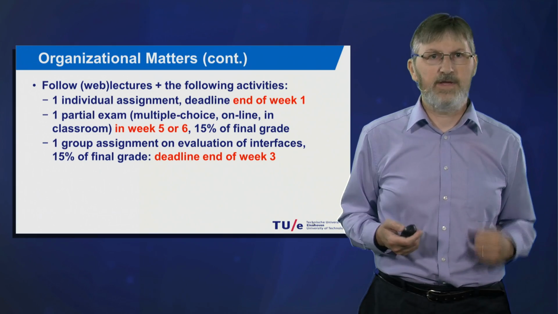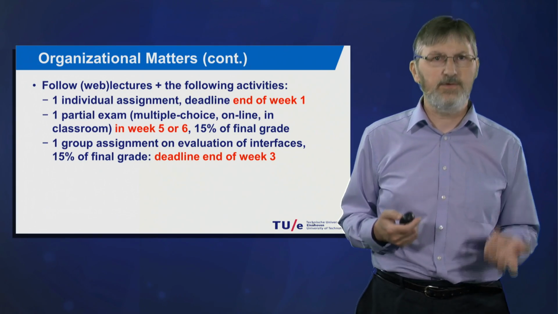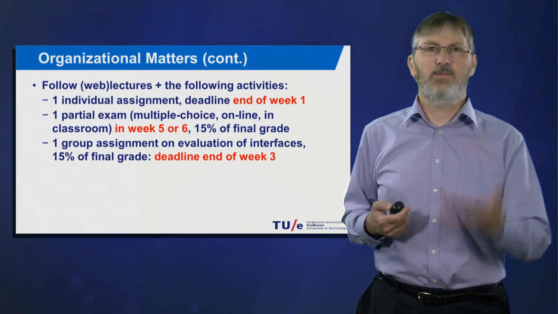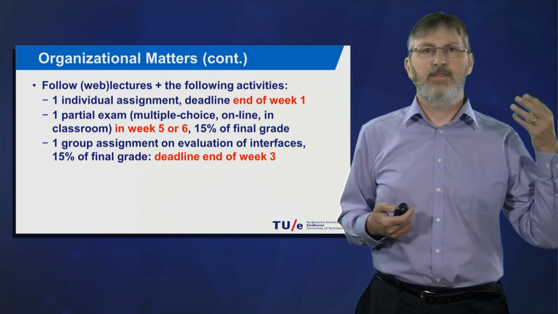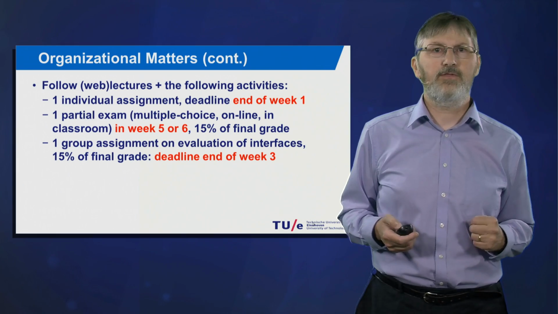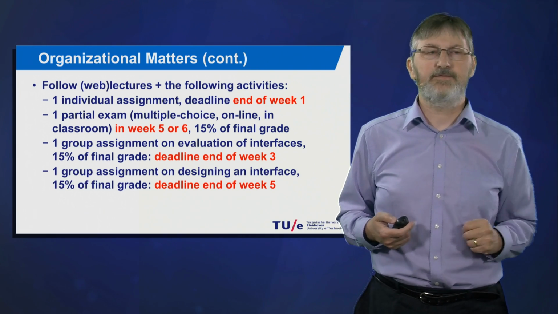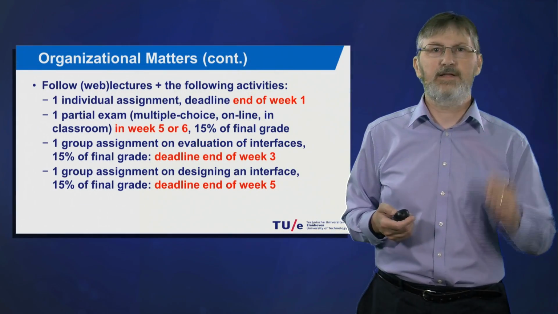Then there are 3 assignments. The first group assignment is on evaluating user interfaces. You will get an existing interface and have to tell us what is good and, most importantly, what is bad about this interface. This needs to be done by the end of week 3. Second group assignment is on designing an interface. Here we will use our imagination about what technology can do. We only design an interface, not considering whether the actual functionality is possible or not. Deadline end of week 5.